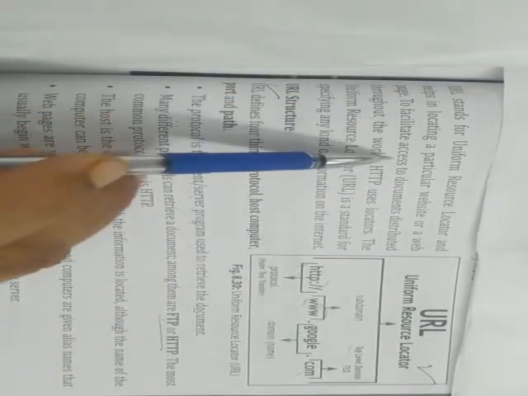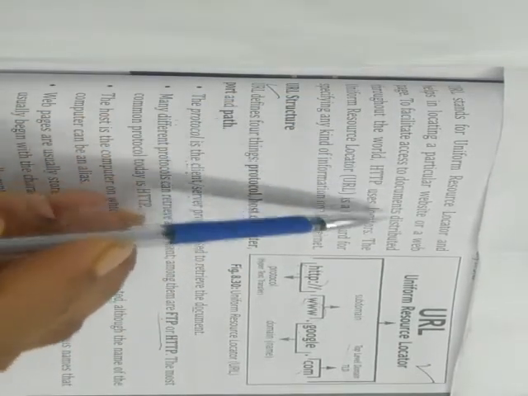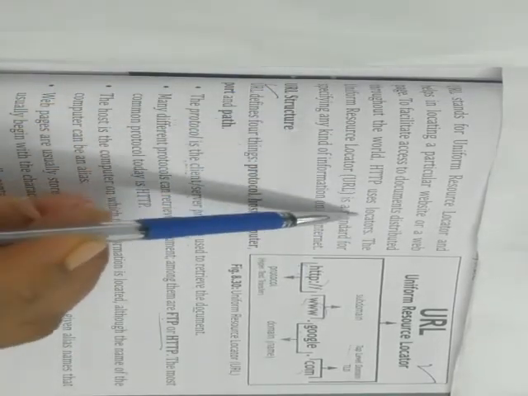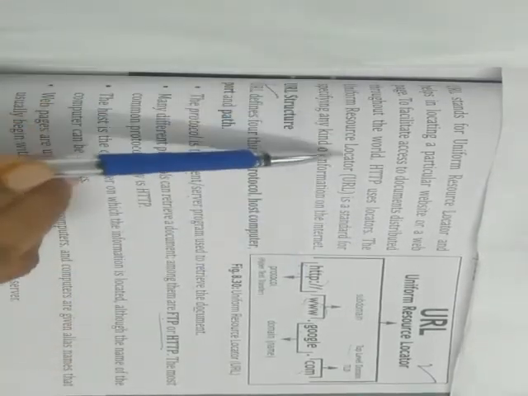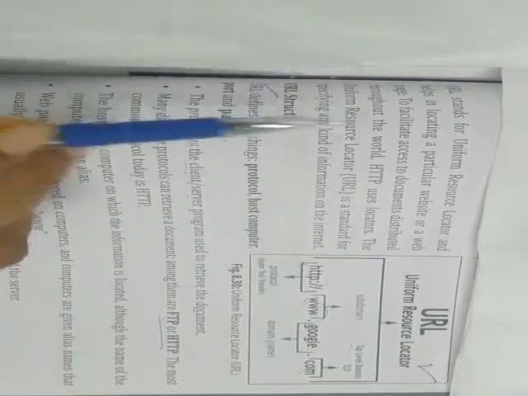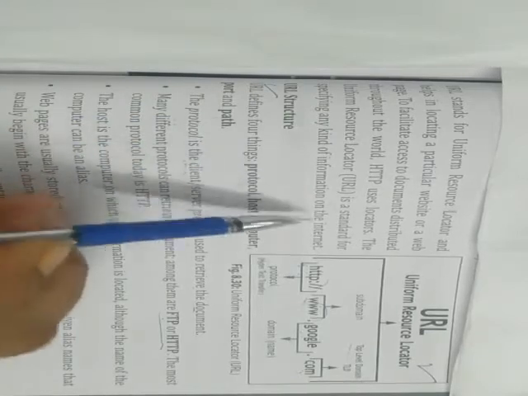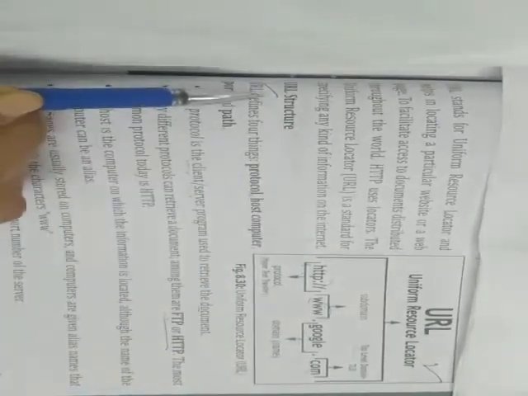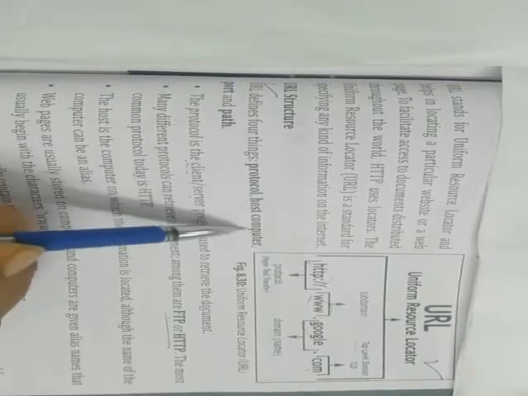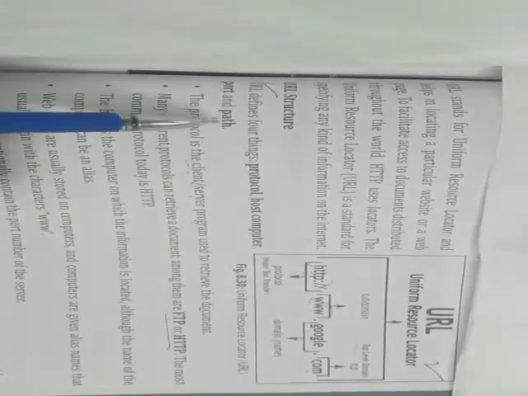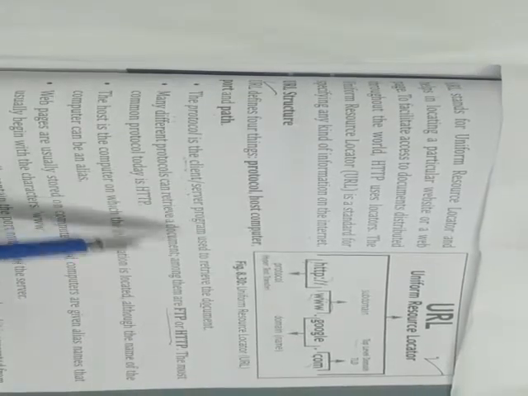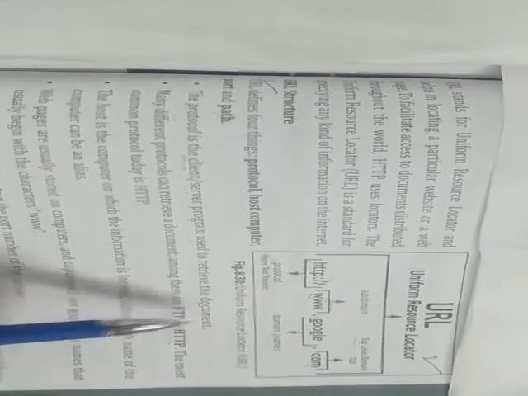To facilitate access to documents distributed throughout the world, HTTP uses locators. The Uniform Resource Locator (URL) is a standard for specifying any kind of information on the internet. URL structure: a URL defines four things: protocol, host computer, port, and path. The protocol is a client/server program used to retrieve the document.